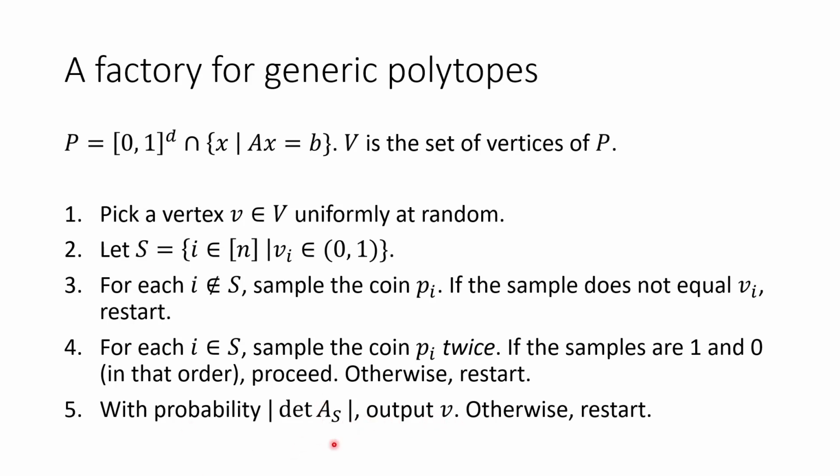So what's A sub S? A sub S is A where we restrict the rows to the rows that are in S. And this leaves us with a k by k matrix. If we take the determinant and its absolute value, we'll get some probability between 0 and 1. Well, we can show that. With this probability, we should output v. With the remaining probability, we go back to step 1. So this is the entire factory. Like I said, it's not obvious why it works. I'll describe some of the ideas which go into it. The full proof is in the paper.